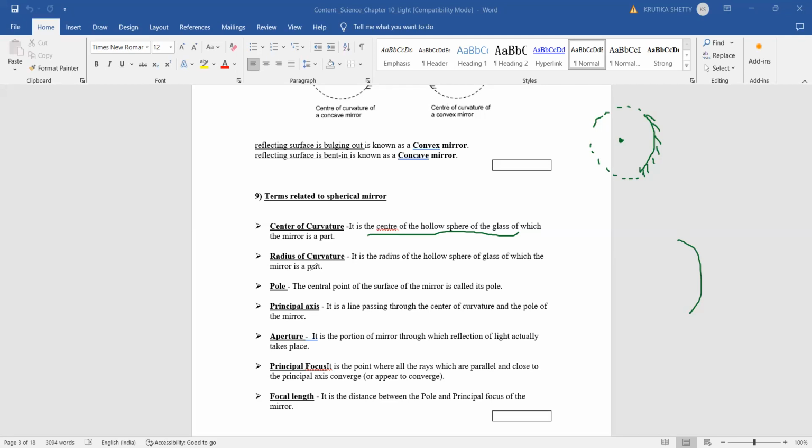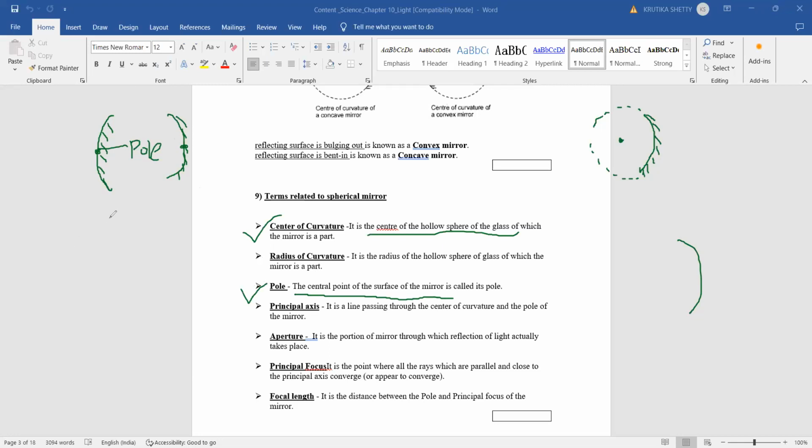The next definition is radius of curvature. Before defining the radius of curvature, first I'll tell you what you mean by the pole. Here, this is a convex mirror and this is my concave mirror. The center of the mirror is called the pole. The central point of the surface of the mirror is called the pole. So we saw this definition, and two definitions are completed.